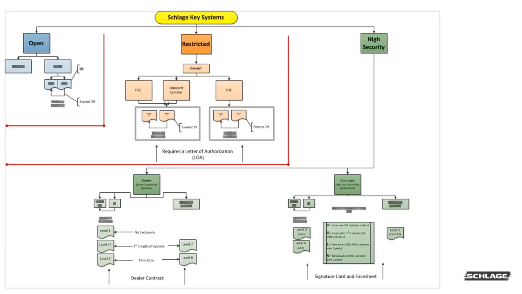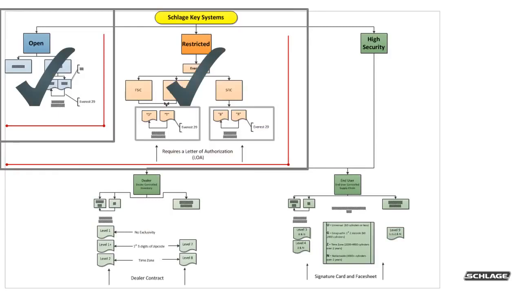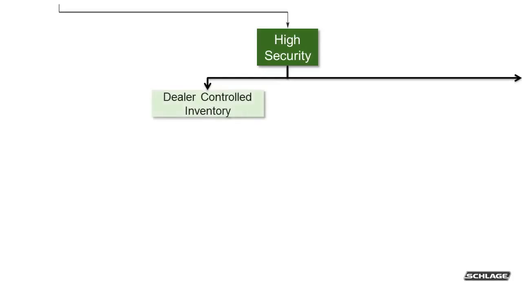We have now looked at the open and restricted families. Next is the high security family. The high security family has two branches. The first one we'll look at is the dealer-controlled inventory side. Dealer-controlled systems are sold and serviced by the locksmith or dealer who sold the system. End users must order keys and request servicing through the original dealer.